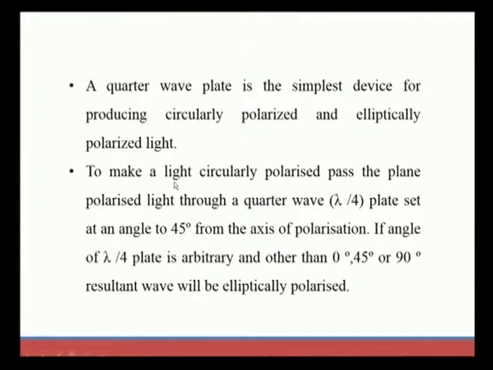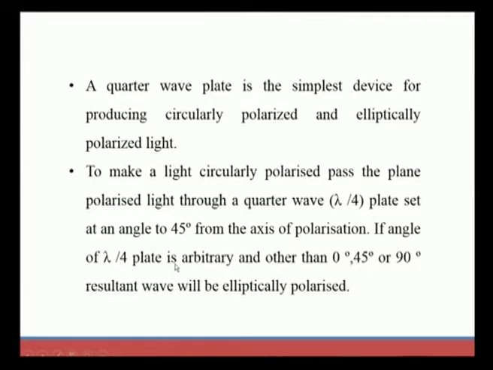To make a light circularly polarized, a plane polarized light has to be passed through a quarter wave plate, that is a lambda by 4 plate, which is set at an angle of 45 degrees from the axis of polarization. So, theta has to be exactly 45 degrees when we want to get circularly polarized light. If the angle of the lambda by 4 plate is arbitrary, other than 0 degree, 45 degree or 90 degree, then we will get EPL, or elliptically polarized light.